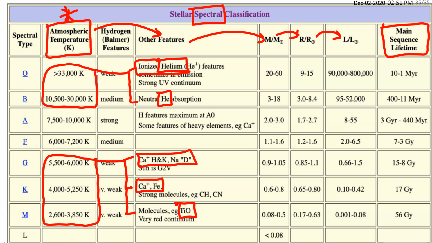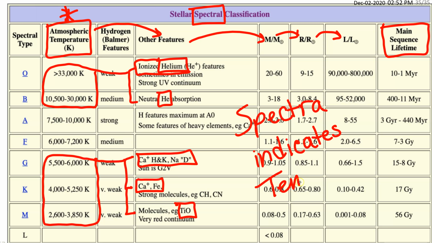And I don't know where to write that. That's not writing over stuff, so I'll just write it here. The spectra indicates the temperature of the star. And as we will see in later lectures, this temperature of the star indicates its life, where it's at in its life cycle and things like that.